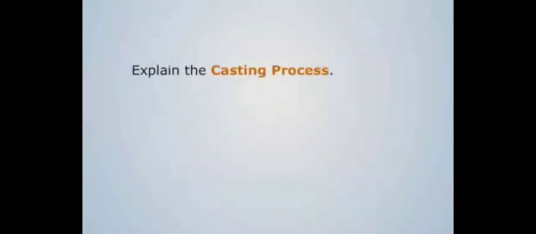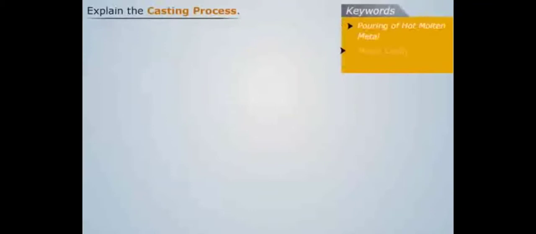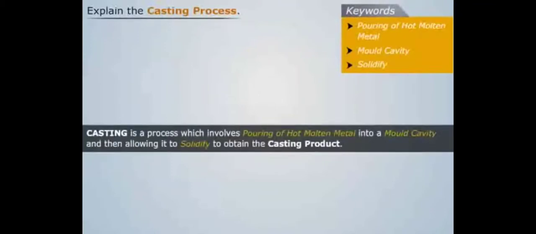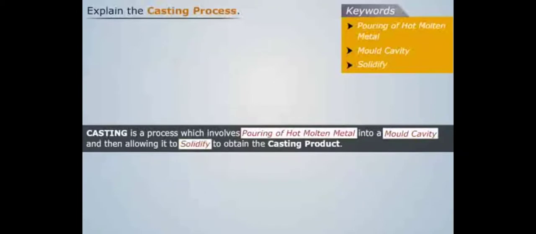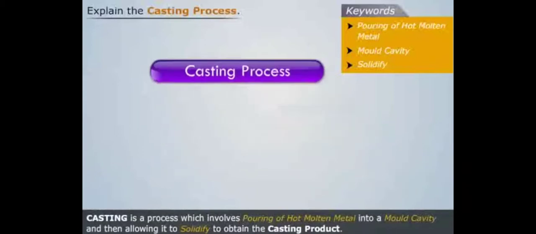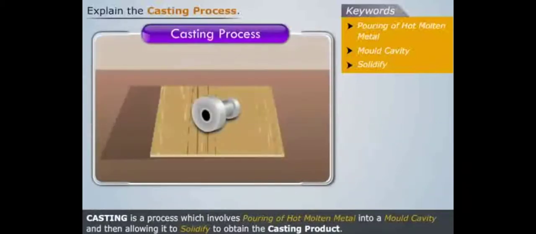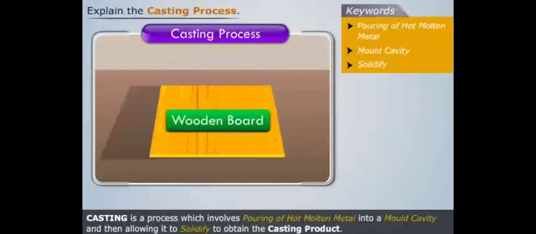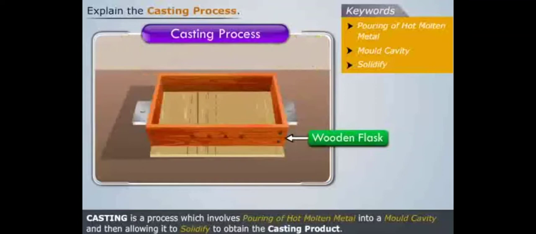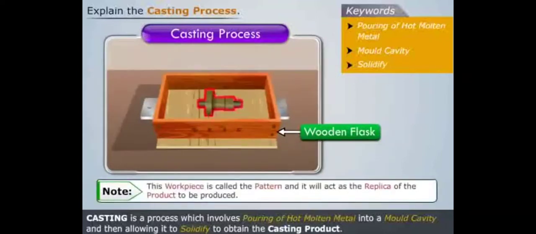Process. Casting is a process which involves pouring of hot molten metal into a mold cavity and then allowing it to solidify to obtain the casting product. To understand the casting process, let us make this material through casting. First, place a wooden board on the table, and then place a wooden flask on the board. Now at the center of the flask, place a wooden workpiece. Note that this workpiece is called the pattern, and it is the replica of the product to be produced.